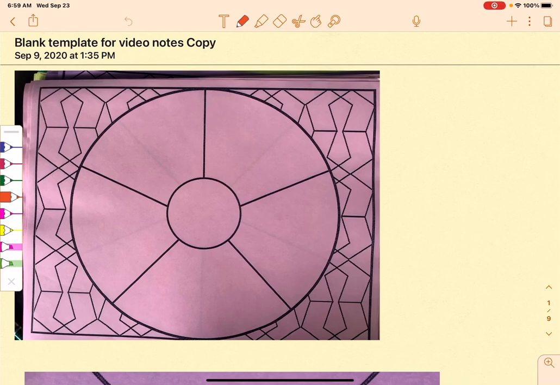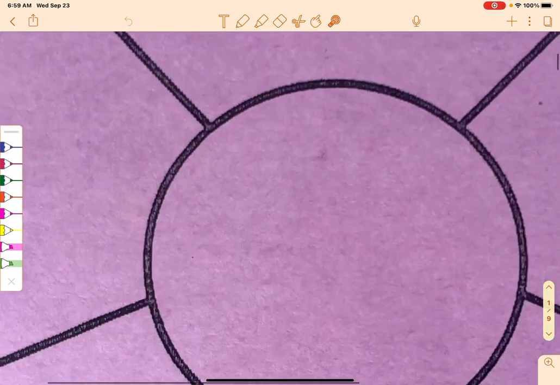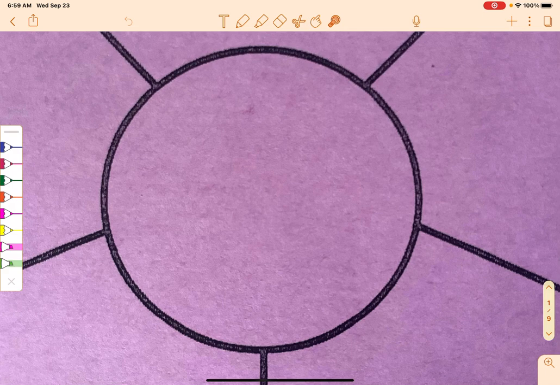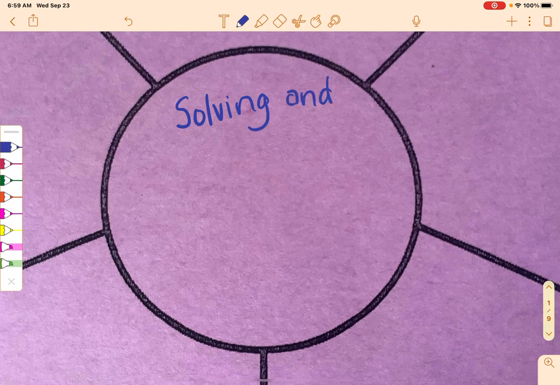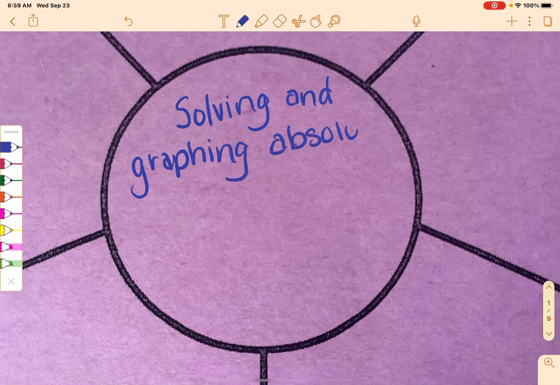Hi guys, we're going to start today by continuing our conversation of solving and graphing absolute value inequalities. So I am going to start with your blank template, and I'm going to start by filling in the middle section. So in this section, we are going to be solving and graphing absolute value inequalities.